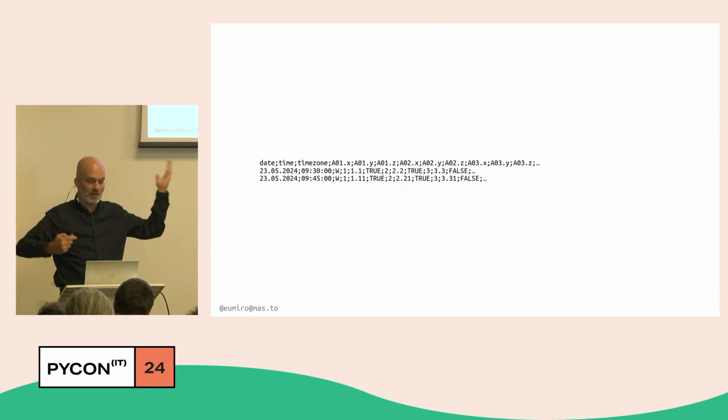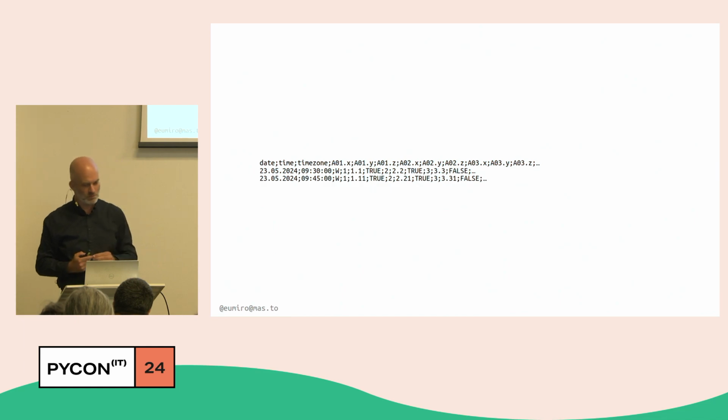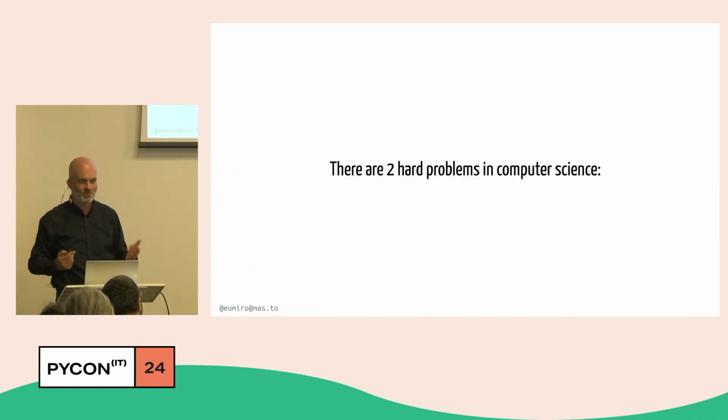I can tell you we have some Austrian PV plants that give us CSV files with 8,000, 10,000 columns. There are people who want to open this in Excel. Even if you put this into a database with 10,000 columns, good luck writing SQL on that. So we have seen the two extremes. And now, there are two hard problems in computer science.